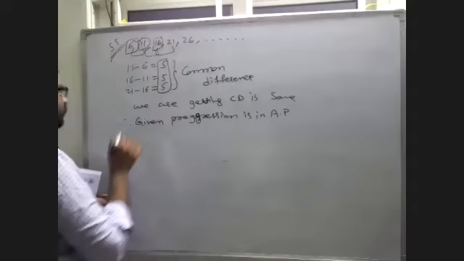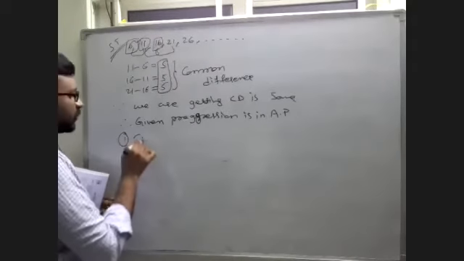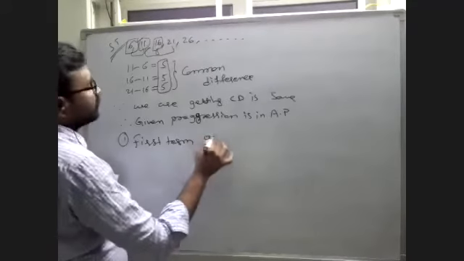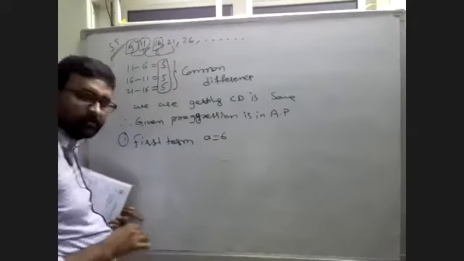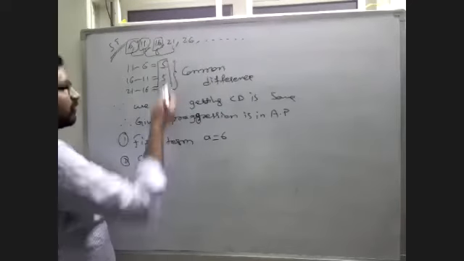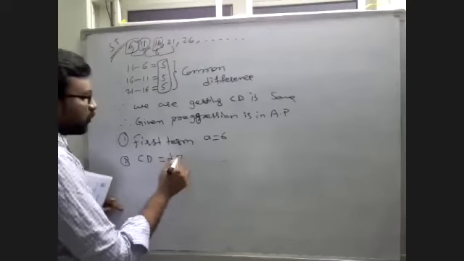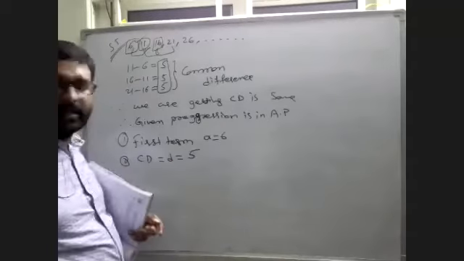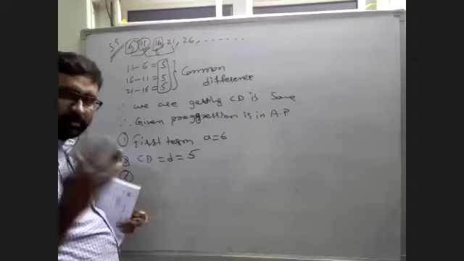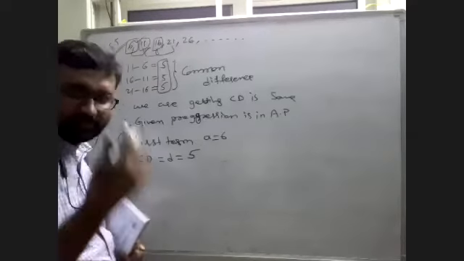Then what is the first term? This is the first term. Write always like this: a is equal to 6. Second, the common difference. Already we know the common difference: small d is equal to 5. Third one: I am writing the third one.